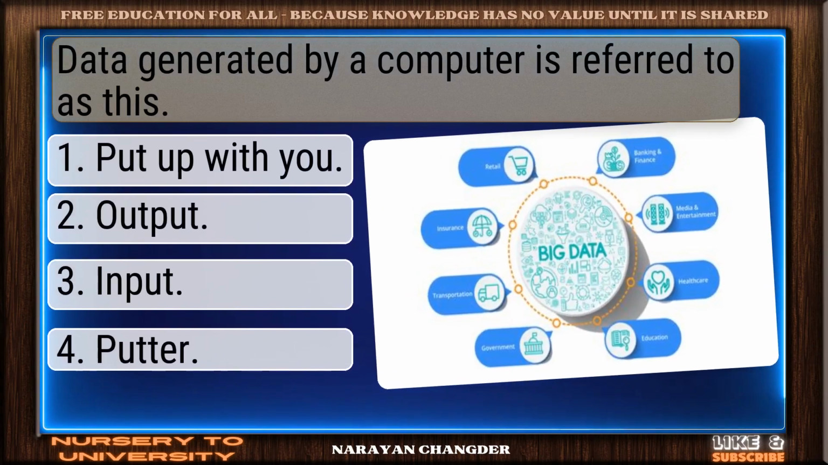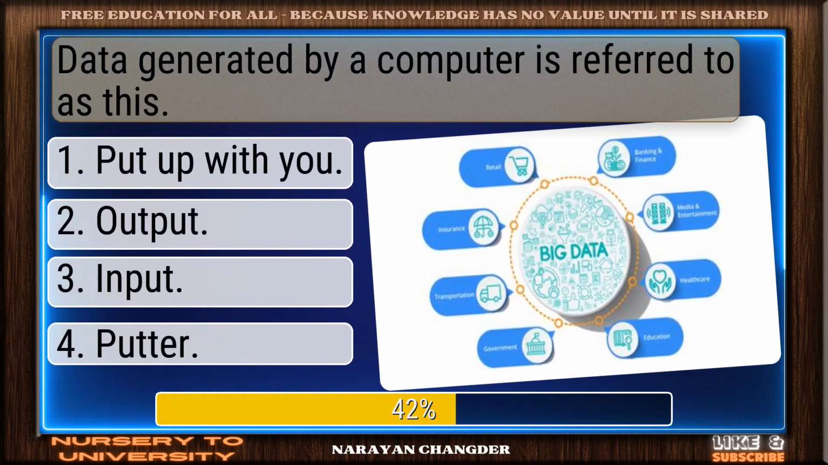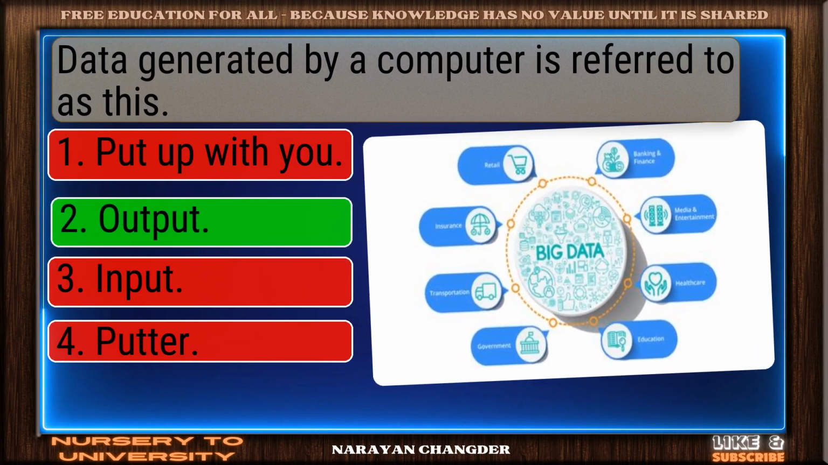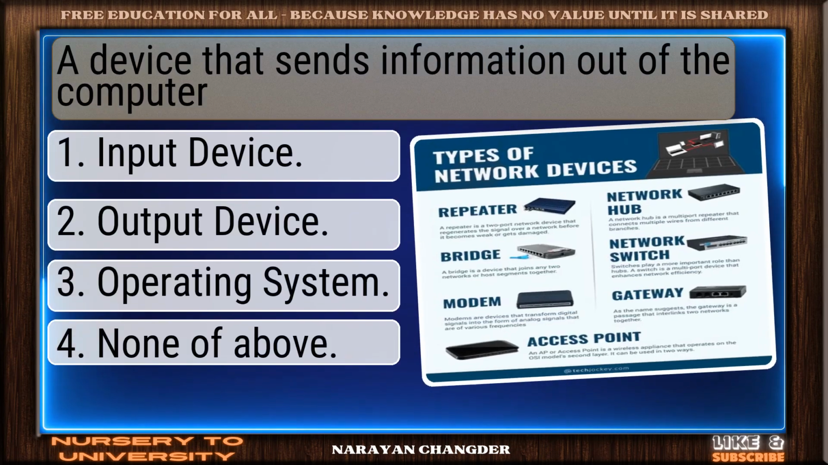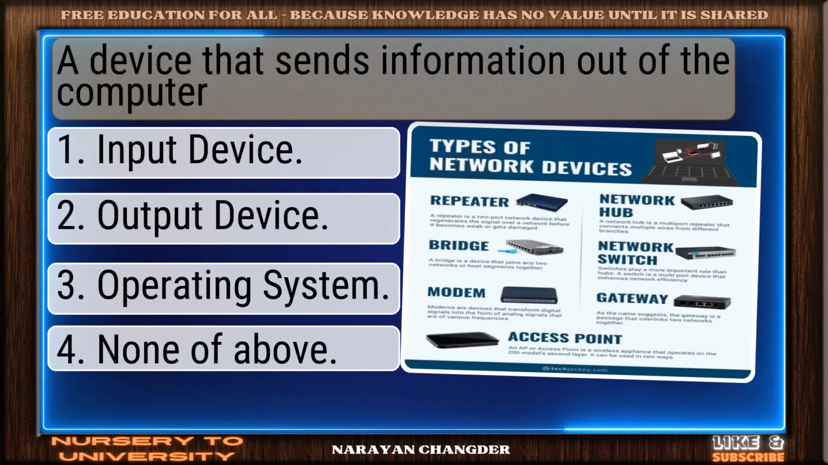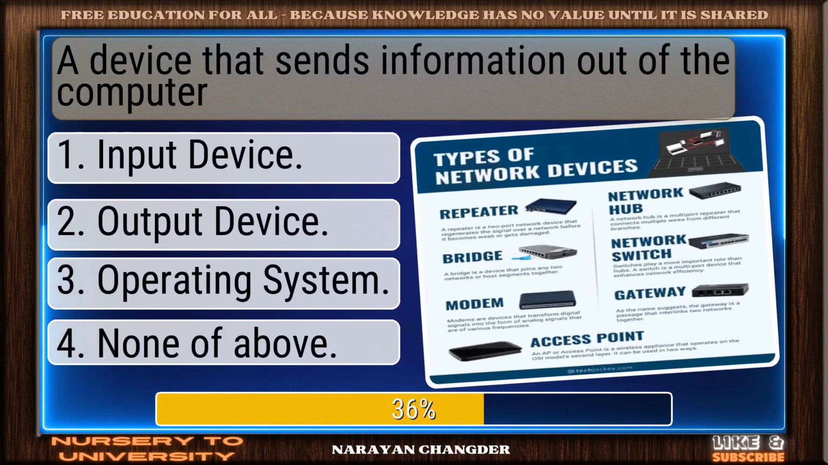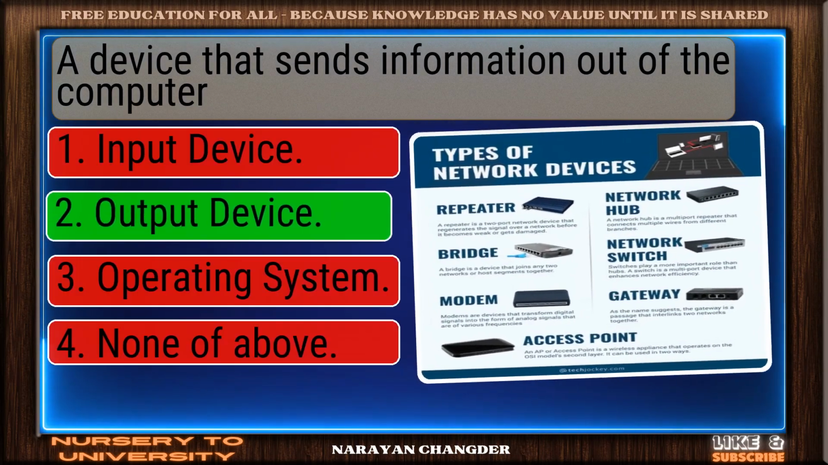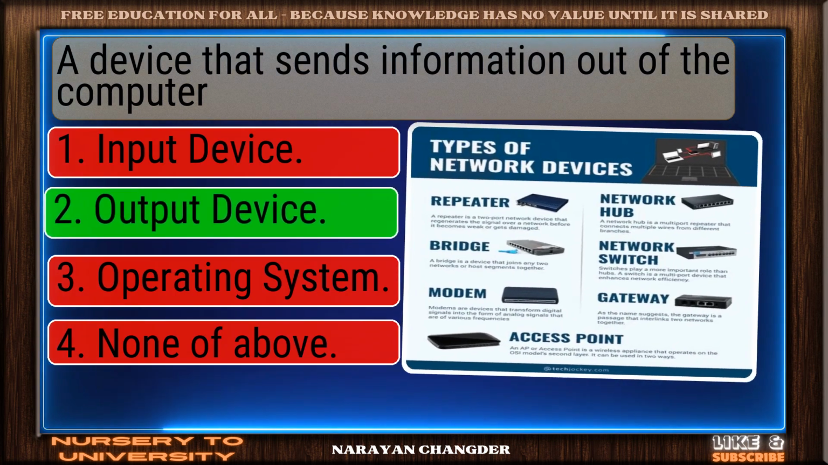Question number 44. Data generated by a computer is referred to as this. Sharp thinking. Output is the right choice. Question number 45. A device that sends information out of the computer. Strong choice. Output device is the right answer.